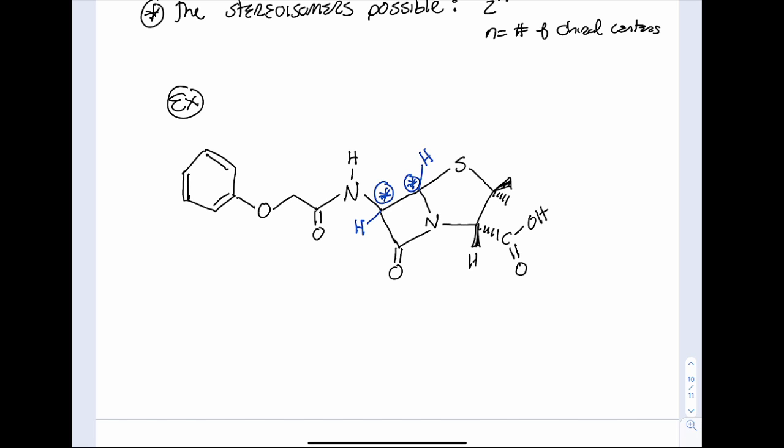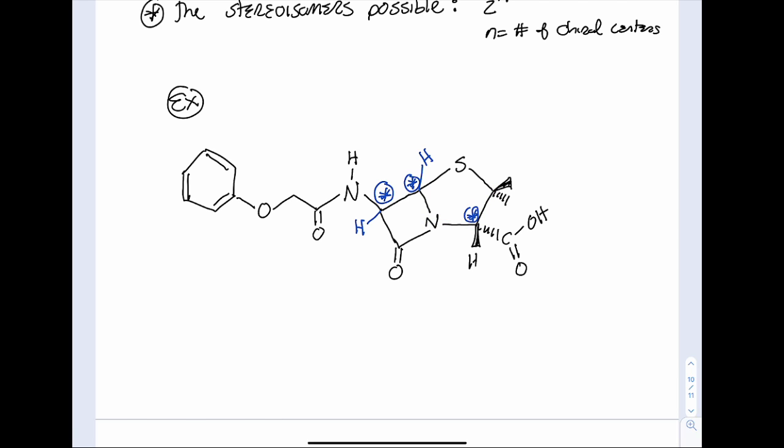Sulfur isn't a carbon. Next I get to this carbon here. That carbon has 2 methyl groups on it, so not chiral. This one, however, is. It's bonded to a hydrogen, a carboxylic acid group, and if I go in this direction, it's different than if I go in that direction. So that is a chiral center.